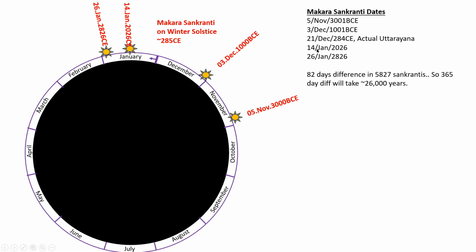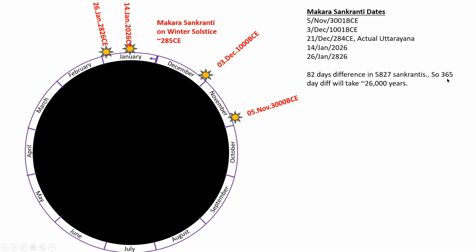Now, in 2026, it's on 14th January, we just celebrated, and in 800 years from now, it will be on 26th January, end of January. So in about 5827 years, the Sankranti date has shifted by 82 days, from November 5th to 26th January.